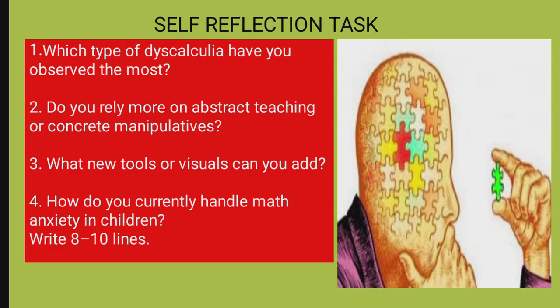Now, this is a self-reflection task. Which type of dyscalculia have you observed the most? You have to go watch the video on YouTube on dyscalculia, then come back to the slide, update your knowledge, then check, okay, what type of dyscalculia have I observed more? Do you rely more on abstract teaching or concrete manipulatives? Number 3, what new tools or visuals can you add for the dyscalculia that you've noticed before? And how do you currently handle math anxiety in children?